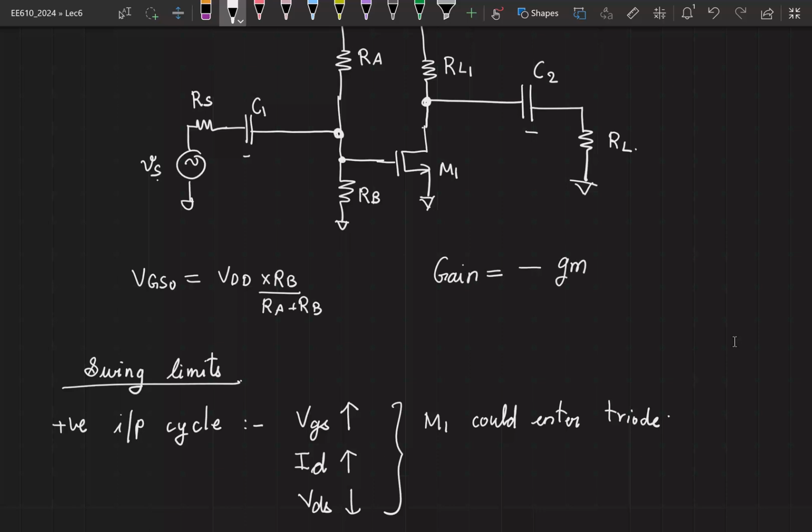Minus GM times RL1 parallel R. Okay, good.